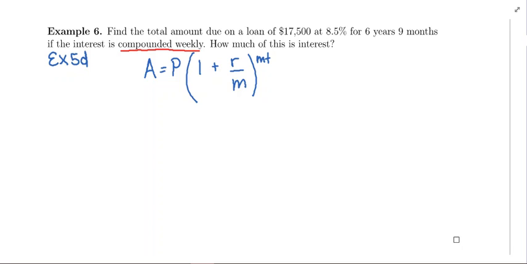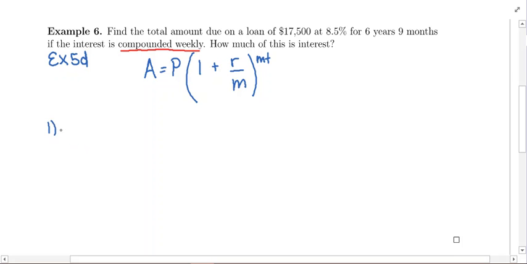Okay, all right, so let's see. It says find the total amount due on the loan. So basically, if you just think about it, you're borrowing $17,500. The interest rate is 8.5%. You're borrowing the money for 6 years and 9 months, and the interest is compounded weekly, okay? You're actually finding two different things. You're trying to find the total amount due on the loan as well as the amount of interest. Let's deal with the total amount due on the loan first, okay?